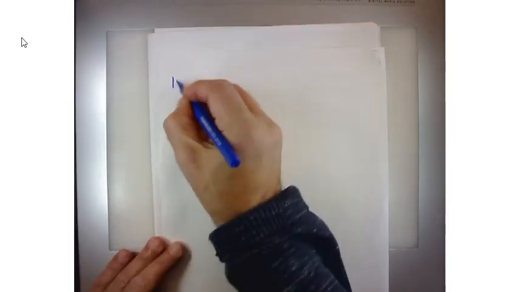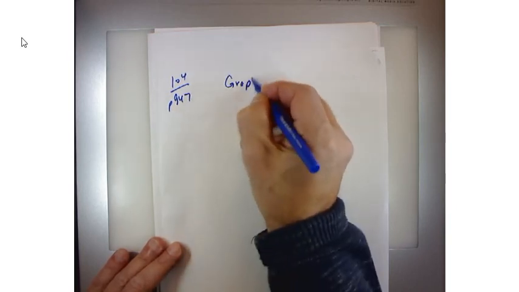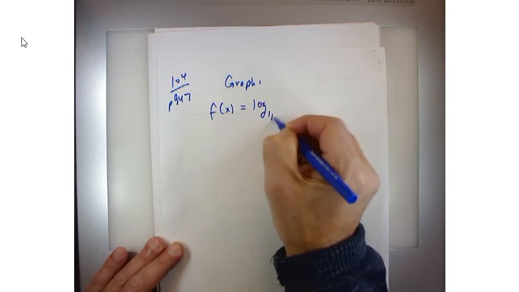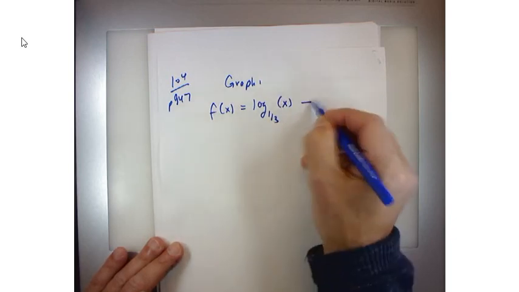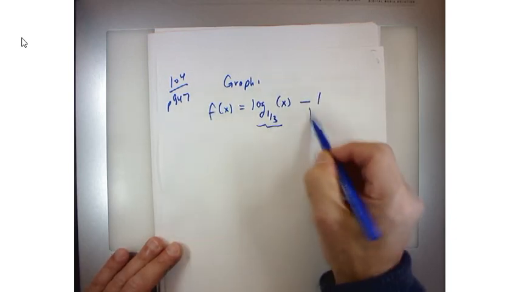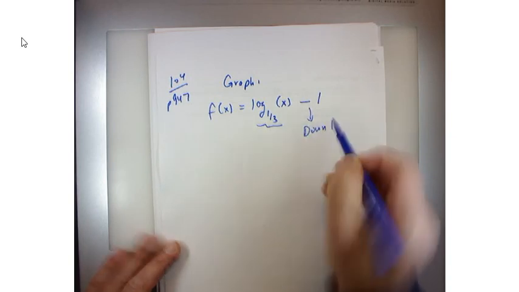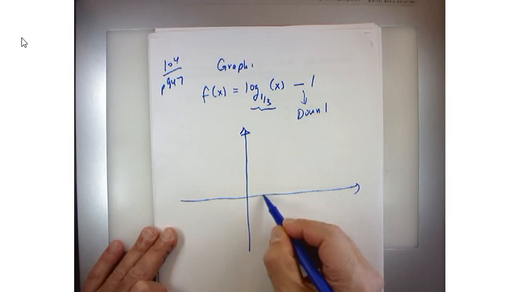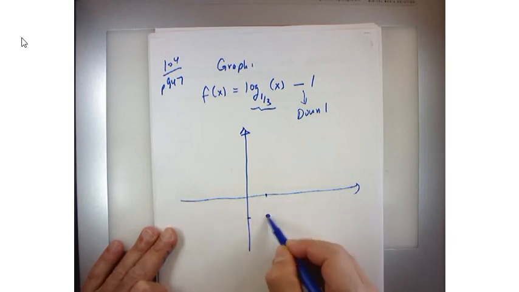So now 104, page 947. It wants us to graph f of x equals log base 1/3 of x minus 1. So this is decreasing, but it's down 1. So it's going to be going down, but it's going to be down 1. So (1, 0) is going to be down 1 to (1, -1).